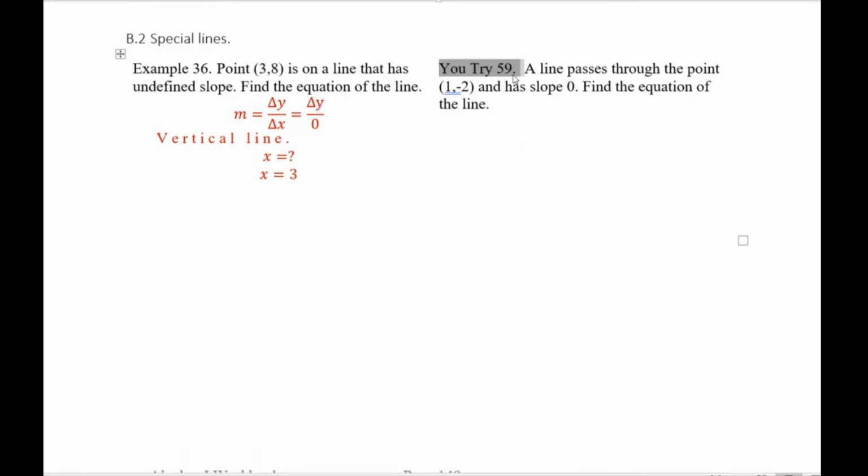I want you now to try 59. A line passes through the point 1, -2, and has slope 0. Find the equation of the line.